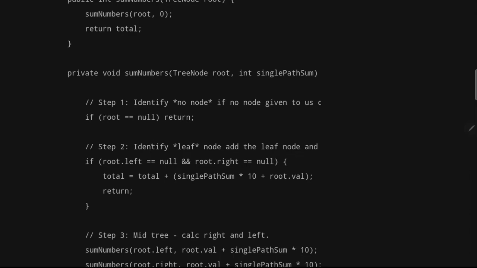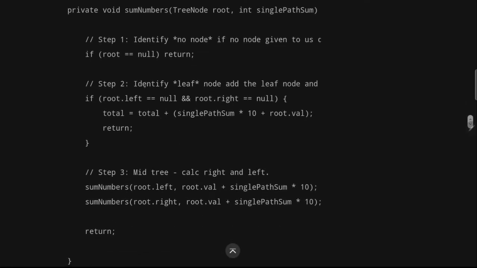Nothing to do. Step 2, identify if we are on a leaf node. How do we know if we are on a leaf node? If the left and the right are null. In this case, we take the sum so far and we multiply it by 10 because we need to add the current root node to the right side.